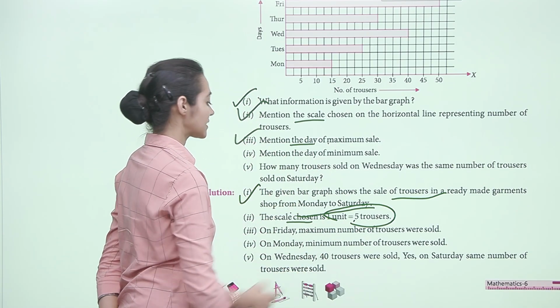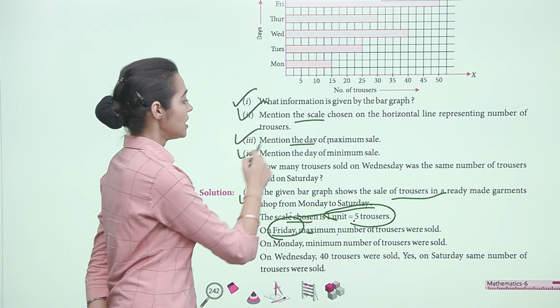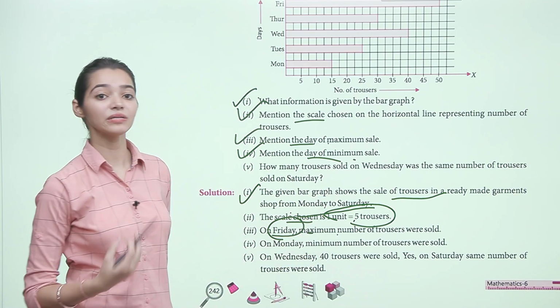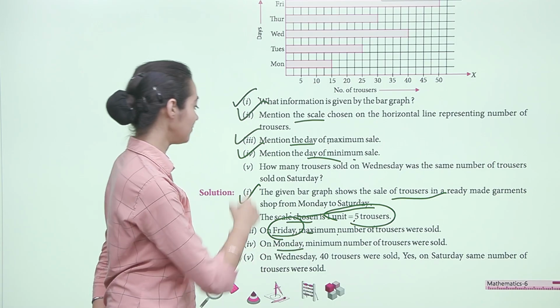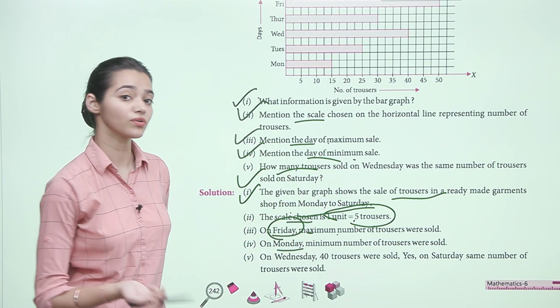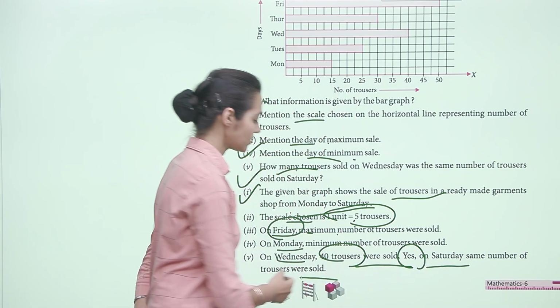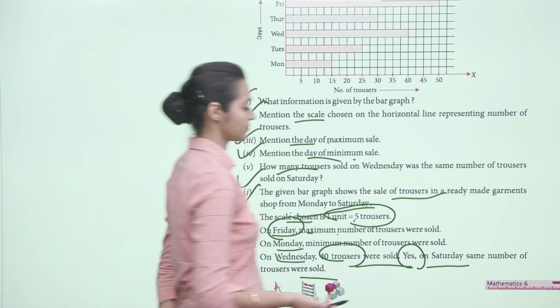Now mention the day of maximum sale, that is, on Friday the maximum number of trousers were sold. Mention the day of minimum sale, which is Monday. How many trousers were sold on Wednesday, and was it the same number as on Saturday? On Wednesday 40 trousers were sold, and yes, on Saturday the same number of trousers were sold.